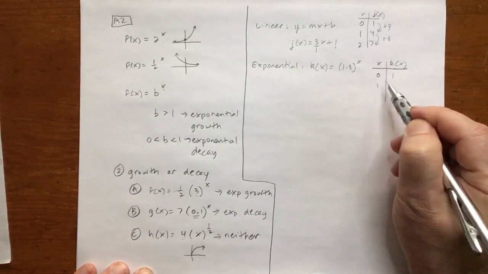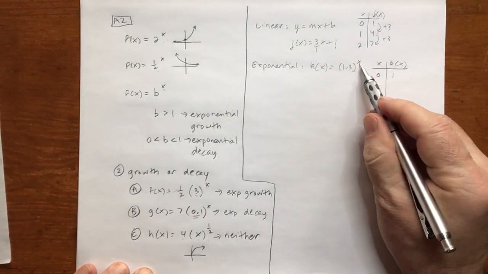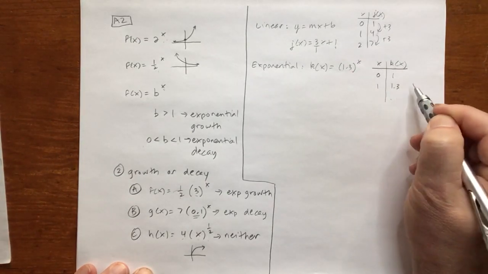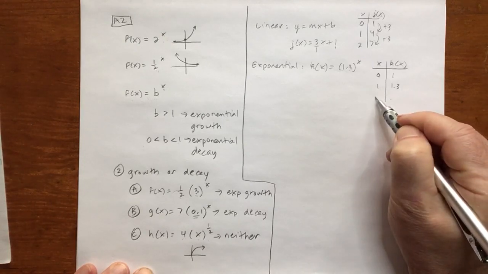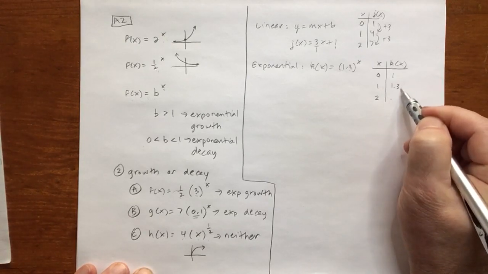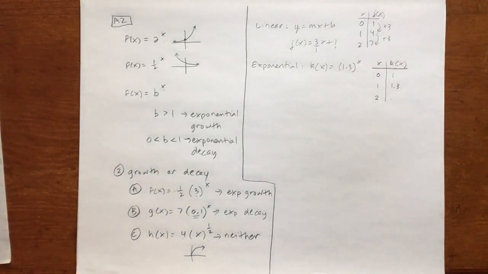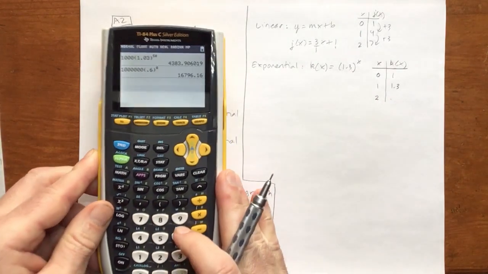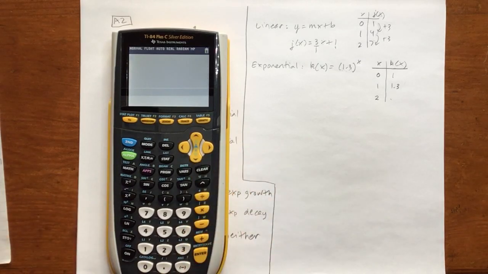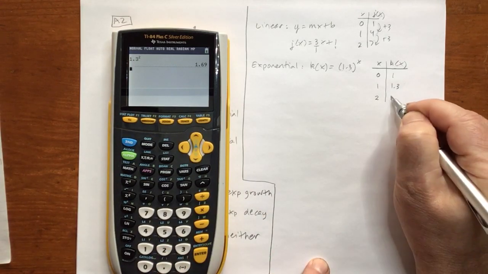Okay, but when I go to 1, 1.3 to the first power is 1.3. If I then go to 2, so we increase by 0.3 here, right? So if I go to 2, I'm going to now use my graphing calculator. I hope you can see this. So if I have 1.3 squared, to the second power, I get 1.69.